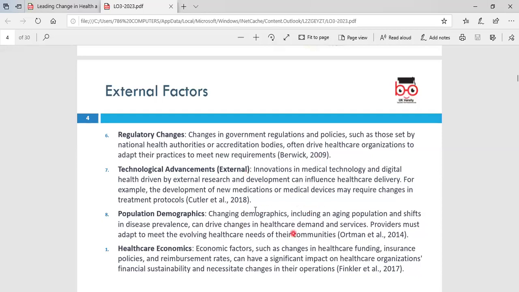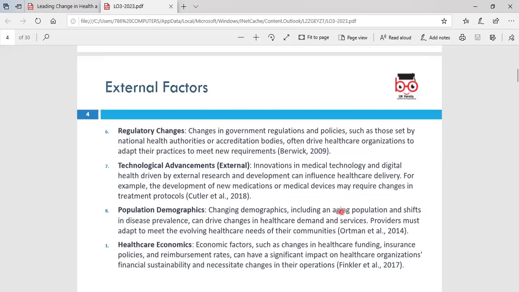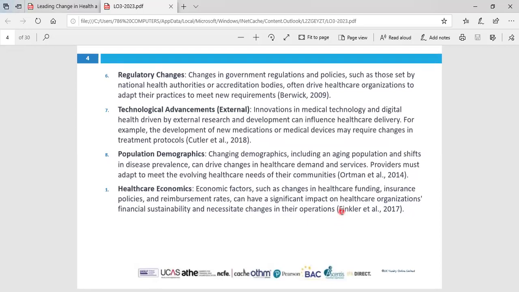Population demographics change on a regular basis. We have an aging population, and there's a change in disease prevalence. As I talked about COVID-19, when that happened, mental health disorders resurfaced, and you were not expecting this to happen. This was not the case before COVID, and it happened only when COVID cases were being more stabilized. You were not focusing only on deaths, now you were focusing on other conditions also. So you started seeing that different changes are happening. This is an important external factor that you have to focus on.